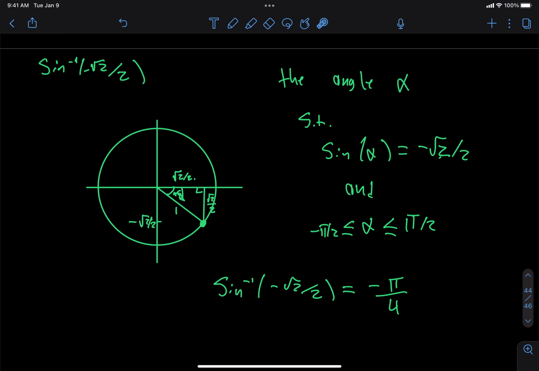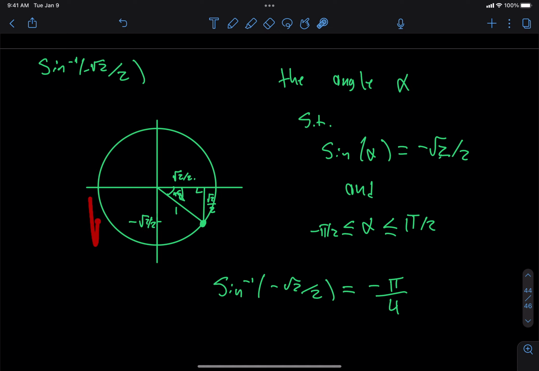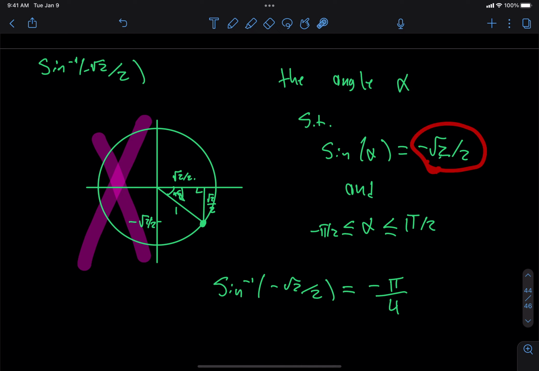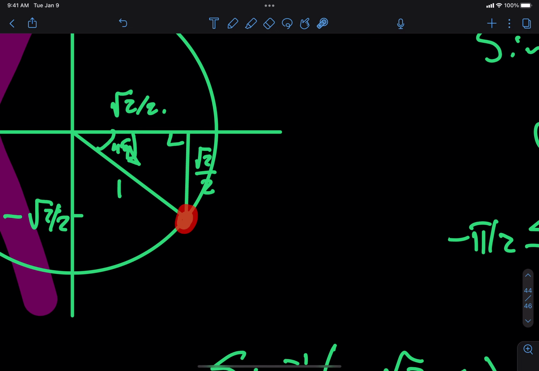Okay, so I just forget all about the left half of the unit circle when I'm doing sine inverse. When I'm doing cosine inverse, I'm going to forget all about the bottom half of the unit circle. But for sine inverse, I just am going to forget about this side, and I'm going to look for a point whose height is negative square root 2 over 2. So that would be this point here. And if the height of this point is negative square root 2 over 2, then the length of this line segment is square root 2 over 2.